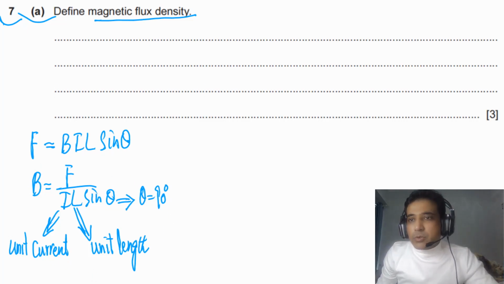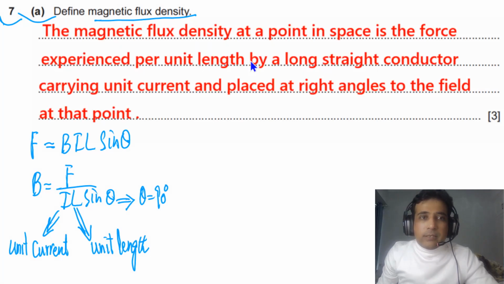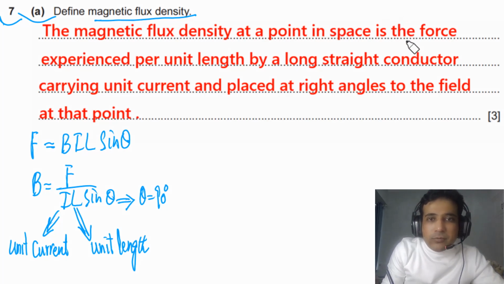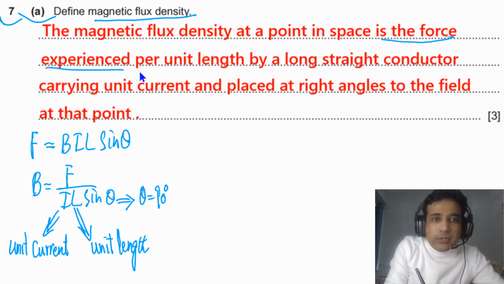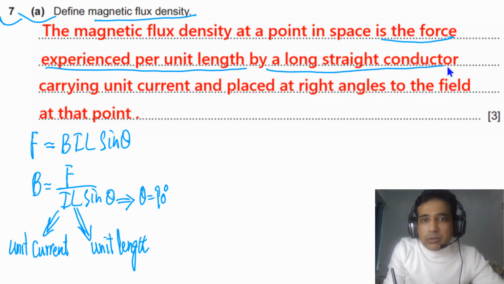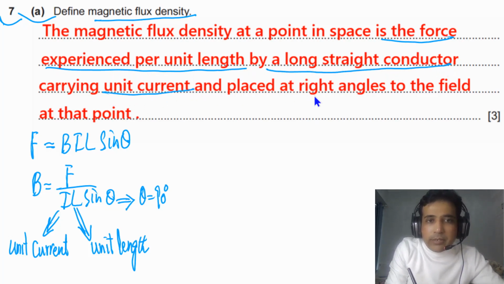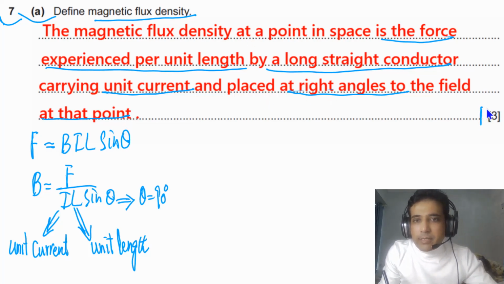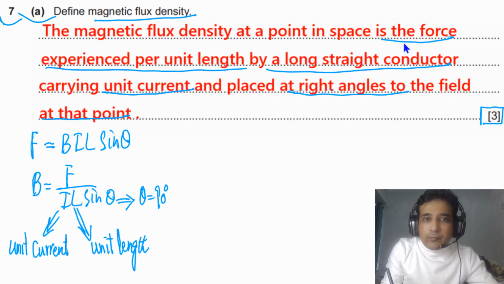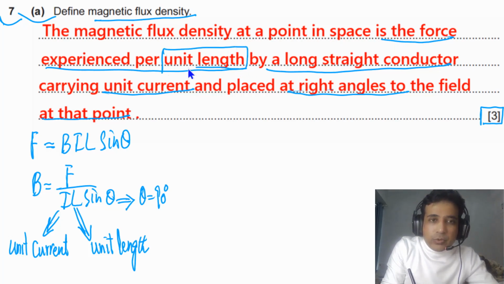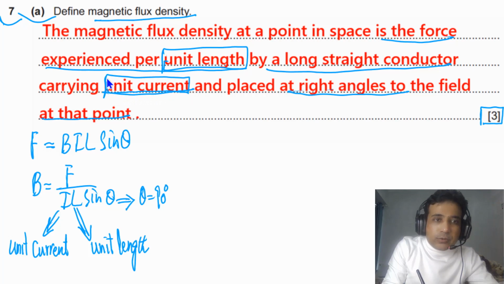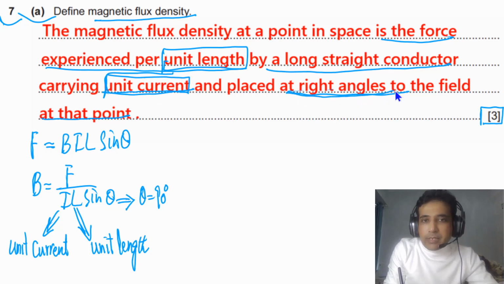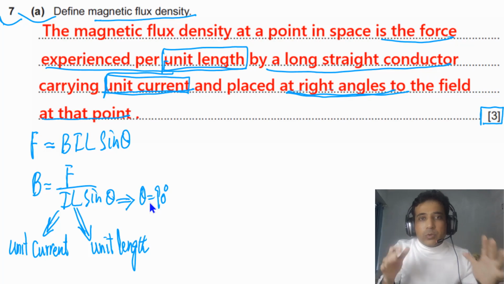So let me show you the answer, how you need to write down your final answer. This is how you need to write down your final answer. So what we have written here, we have said is the force experienced per unit length by a long straight conductor carrying unit current placed at right angles to the field at that point. So this is how you can define. So if you write down this one, you will get 3 marks. So important is the force experienced by the wire per unit length, unit current passing through the wire, and the wire has to be placed at 90 degrees to the field. So this is how you need to define.